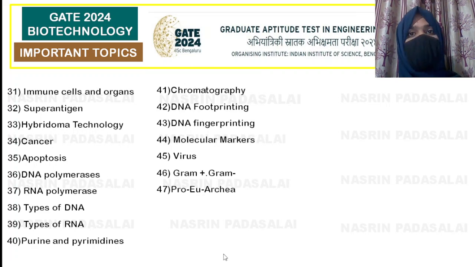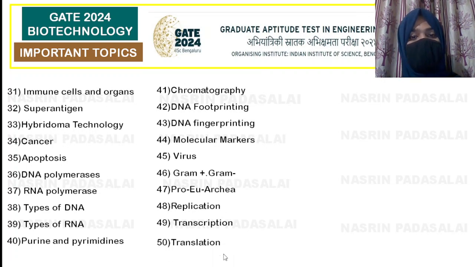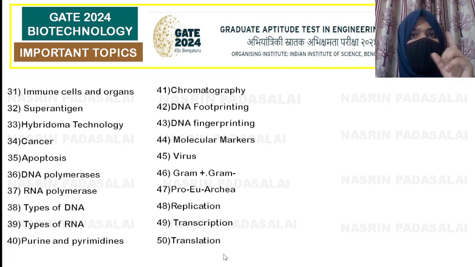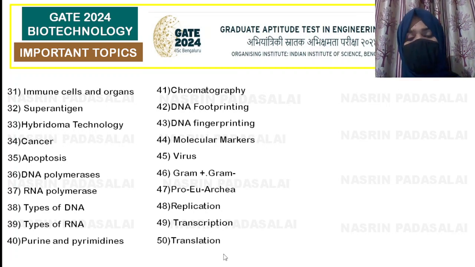Next, prokaryotes, eukaryotes, archaea, the difference between the three. Next is replication, transcription, translation. I know these three are bulk topics, but you can get at least one question from each. If you can't cover the entire thing, study the important things only. Don't go for a textbook. If you have Pathfinder, that's well sufficient for the GATE examination, I can tell you.